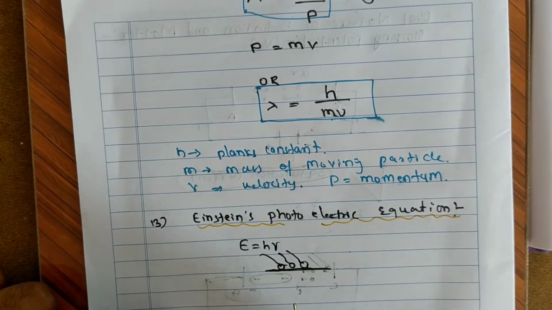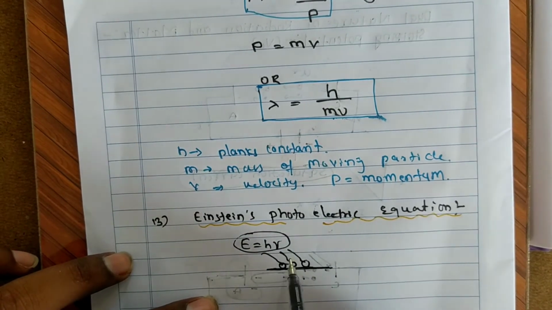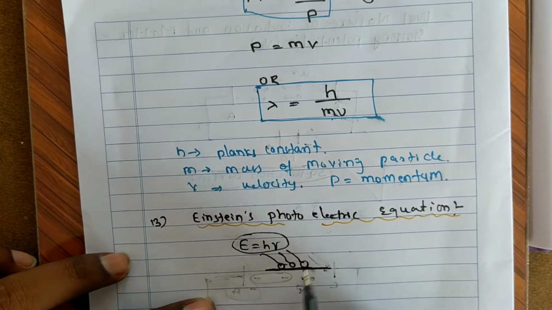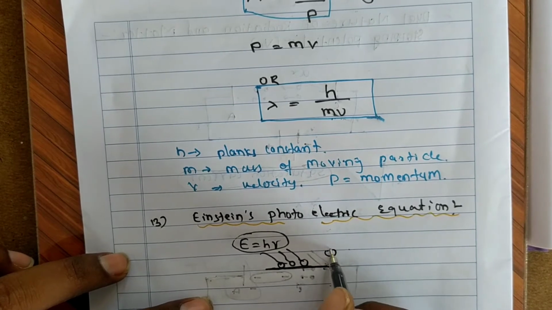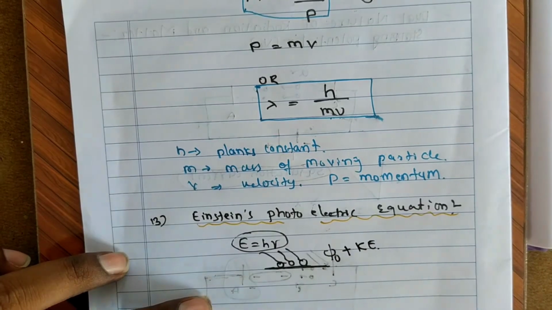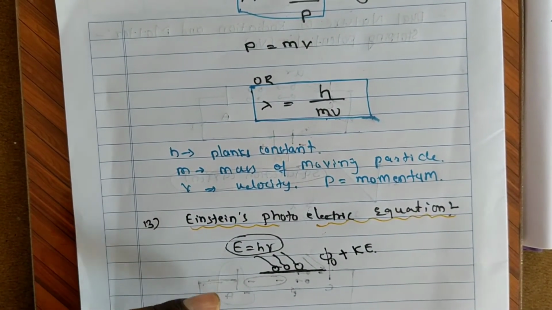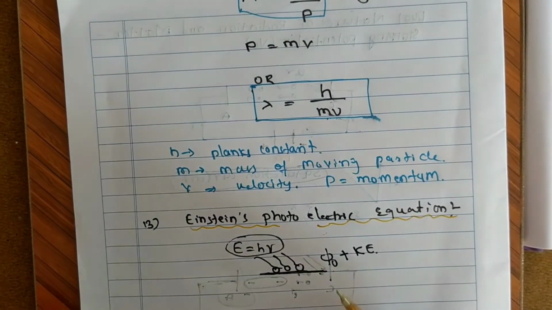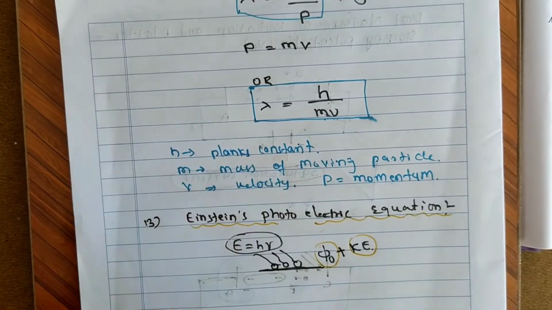That photon energy, when it falls on the plate, is considered as the total energy. This total energy is considered in 2 types. Half of the energy is considered as work function. The remaining half of the energy is considered as kinetic energy of electrons. It means this total energy is used in 2 ways. First as work function and second as kinetic energy.